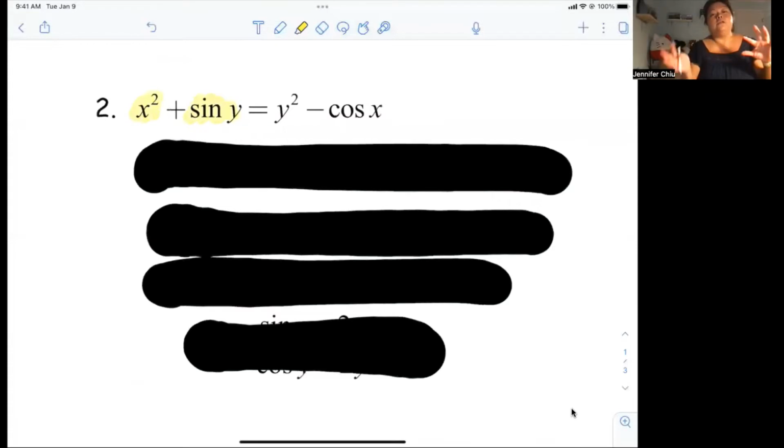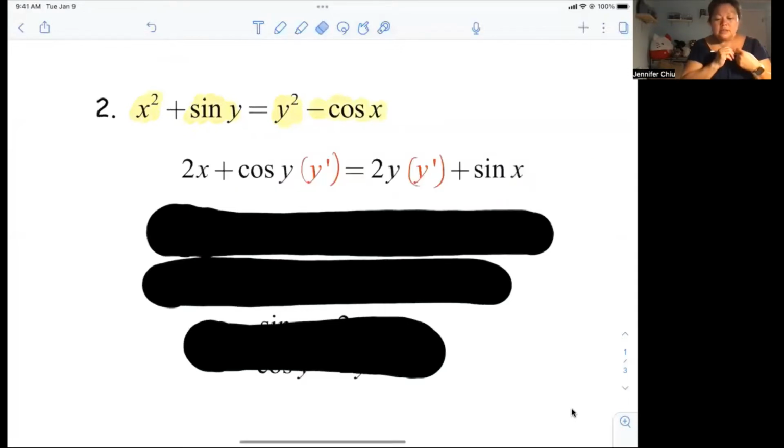So it's chain rule again. You take the derivative of the outside, sine becomes cosine y. Then the y has a derivative of its own, so y prime, right? And then the next term here has y squared, so it's 2y times y prime. And then negative cosine x, now the derivative of that is going to be positive sine x. So my next line is going to look like this.